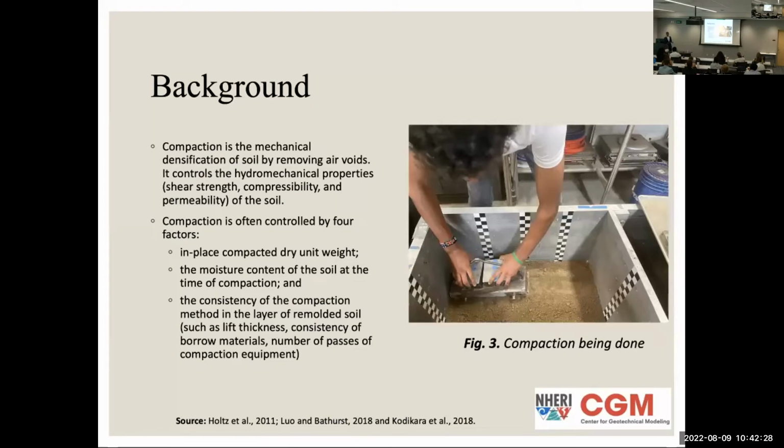Compaction is actually controlled by 4 factors. The first one is the in-place compaction dry weight unit, and that is basically when you take soil and try to compact it while it's dry, without adding any water. The other one is the moisture content, another thing that we look at in the soil during the time of the compaction. And the third one would be the consistency of the compaction method. There are different methods that people use, such as the layer of the remolded soil, such as the lift thickness, the consistency of the thorough material, and the number of passes. So that's another thing of the compaction equipment. I don't know why I wrote 4, but it's my mistake.